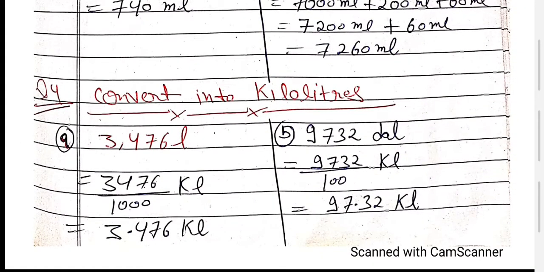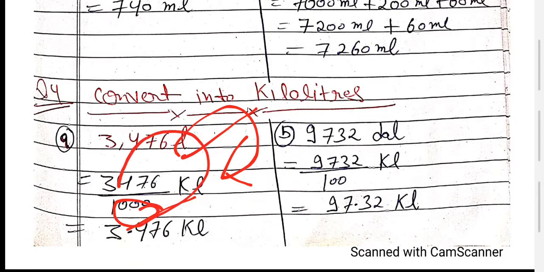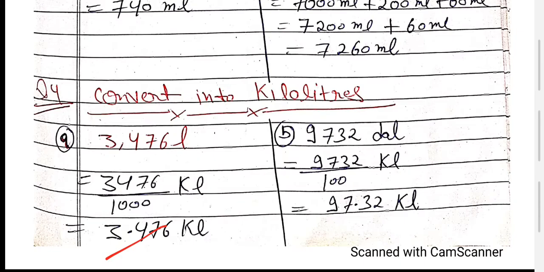It is 3478 liter. When you convert into kiloliter, you have to divide by 1000. 1000 means 3 zeros are there. So from the back side, put the decimal after 3 digits. So what will you get? 3.478 kiloliter. Now come on the next one.